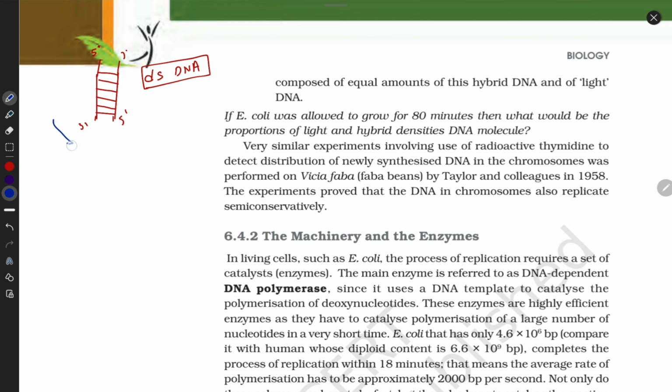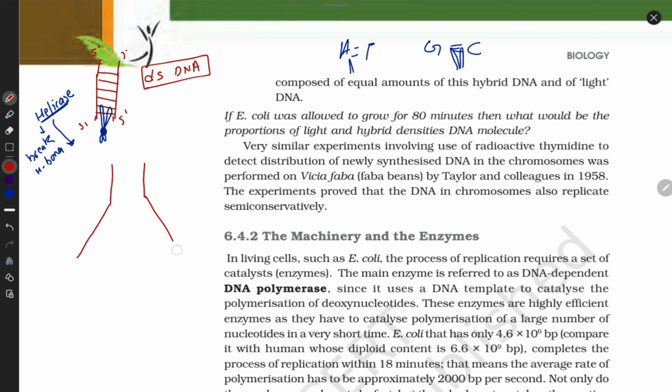Now guys, what happens here? First, helicase comes and breaks the hydrogen bonds between adenine and thymine, and between guanine and cytosine. Helicase cuts these hydrogen bonds, so this kind of orientation will be present.